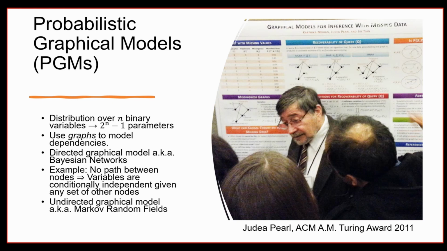In our talk today, we'll be discussing undirected graphical models. These are also known as Markov random fields. The graph corresponding to these distributions is an undirected graph.